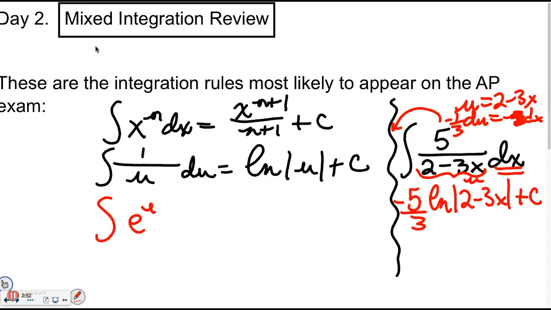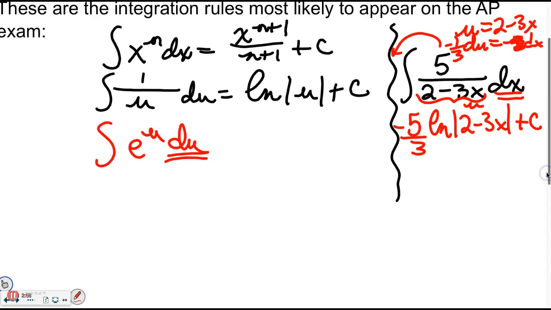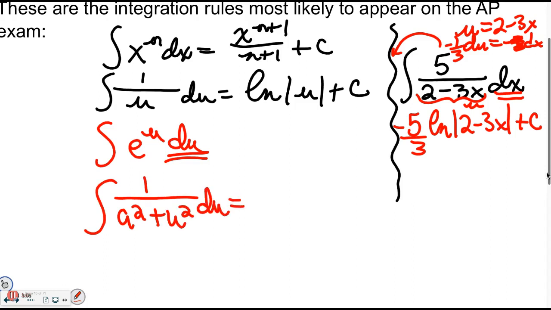The other one is our e to the u, and again, you have to generate that dx in terms of du. These are our big ones. We also have the one from Friday that passes off to arctan, which I see on the AP test more than the other inverse trig ones. Remember, it's 1 over a squared plus u squared du, which gives 1 over a arctan of u over a, plus C.